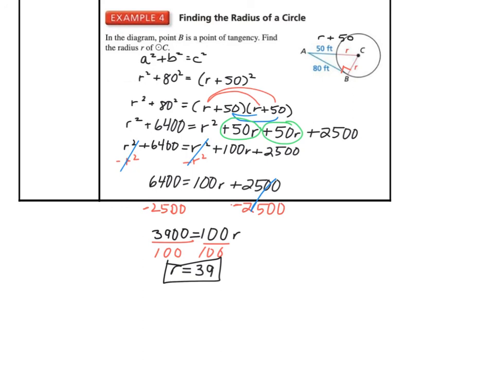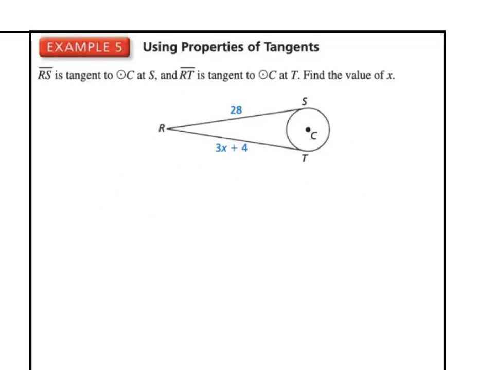So, last example, flip it over. It tells you that RS is a tangent and so is RT. They go out to a common point R. So these two segments are congruent, which means that you can set them equal to each other and find the value of x. Go ahead and do that, please.